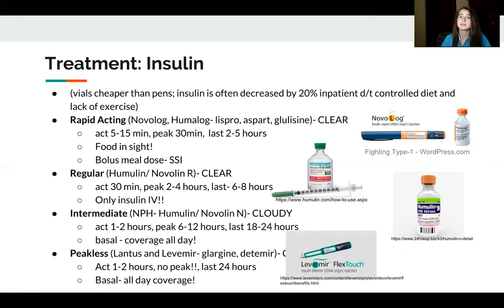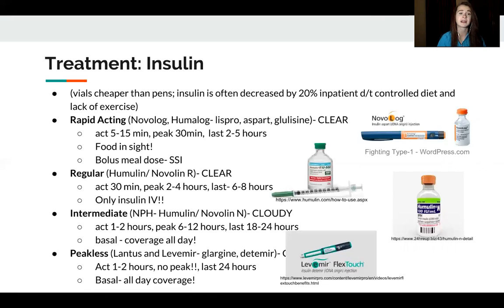Insulin is actually decreased by 20% inpatient a lot of times due to a more controlled diet and lack of exercise. So it's important to teach our patients that if they're on metformin at home, this will probably get discontinued, or if they may take 30 units of Lantus, they will probably get less than that while in the hospital because of the activity levels are different.